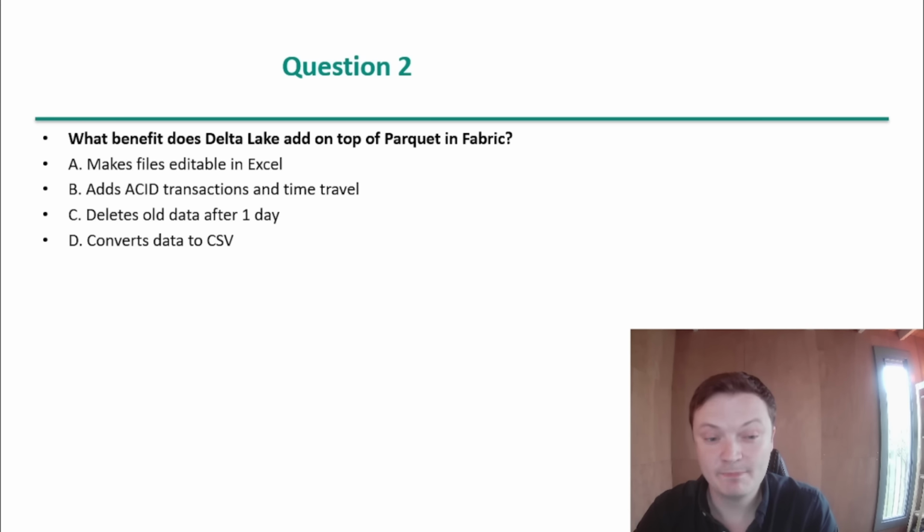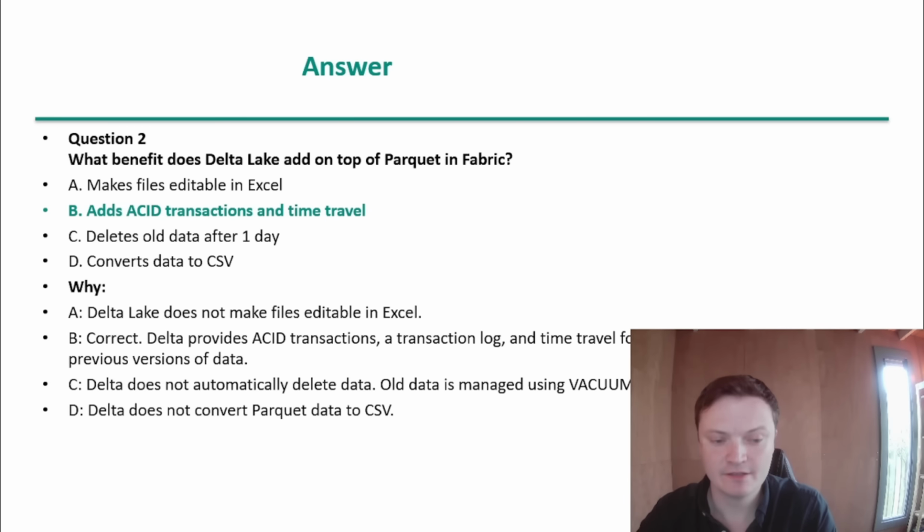Question 2. What benefit does Delta Lake add on top of Parquet in Fabric? A. It makes files editable in Excel. B. Adds ACID transactions and time travel. C. Deletes old data after 1 day. And D. Converts data to CSV. So the correct answer is B. Adds ACID transactions and time travel.